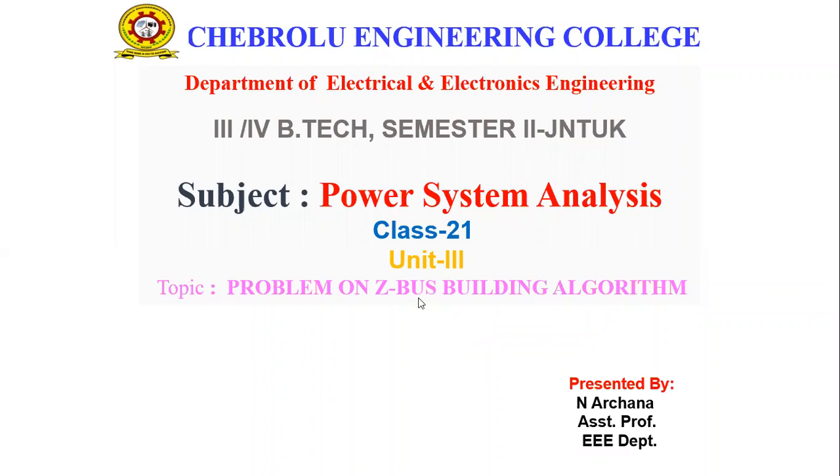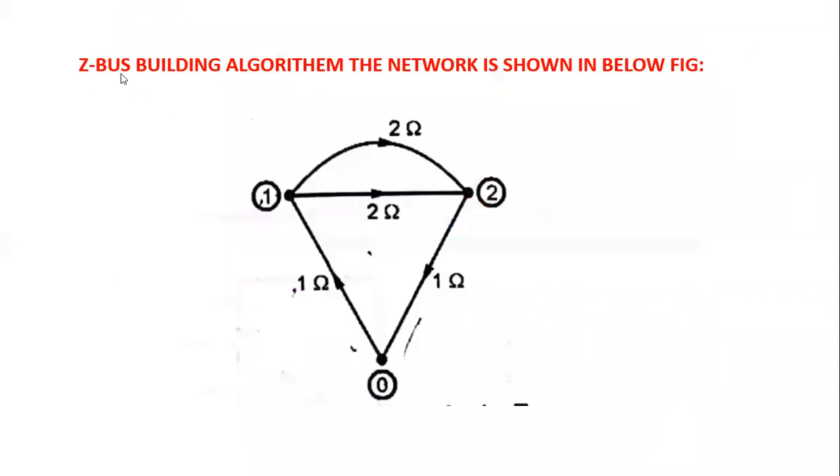In the previous class, we already discussed the various steps for the ZBus building algorithm. We have four modifications: type 1 modification, type 2 modification, type 3 modification, and type 4 modification. By using these four modifications, we can solve the ZBus building algorithm by the step-by-step procedure. Next, coming to the problem related to the formation of the ZBus building algorithm.